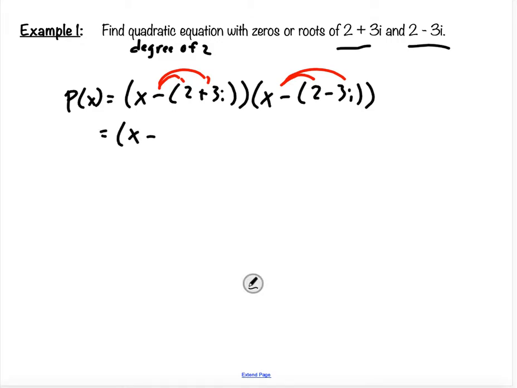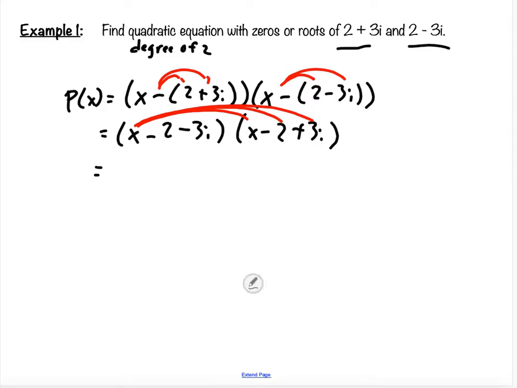So then here we end up with x minus 2 minus 3i, x minus 2 plus 3i, because you have a minus a minus. So then we can just continue to multiply this. So you just distribute the x through the second set of parentheses. So we'd get x squared minus 2x plus 3ix. Then we take 2 and multiply by that second set of parentheses. And we get a plus 4.